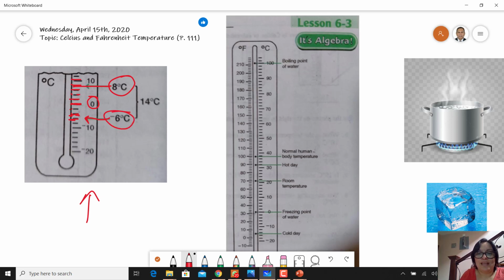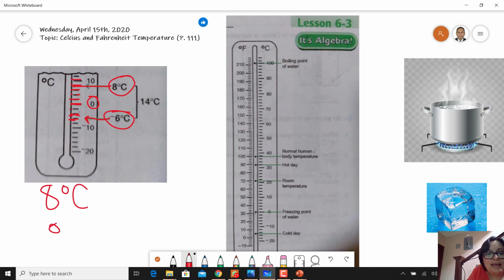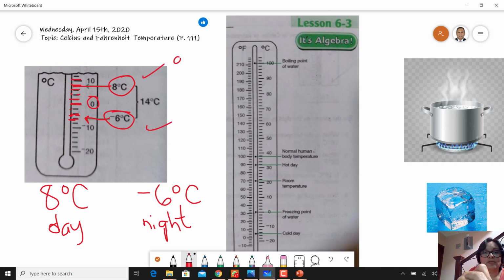Okay, so if I tell you, guys, the temperature during the day was 8 Celsius degrees, but at night the temperature changed. If you know, it's not the same temperature at day as at night. So at night it was minus 6 Celsius degrees. Okay? This one and this one. This one at day and this one at night.